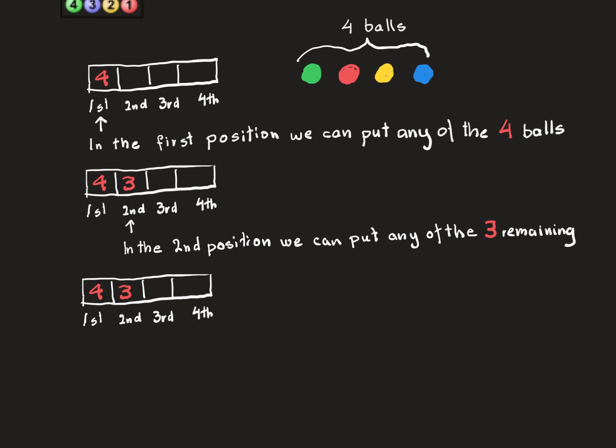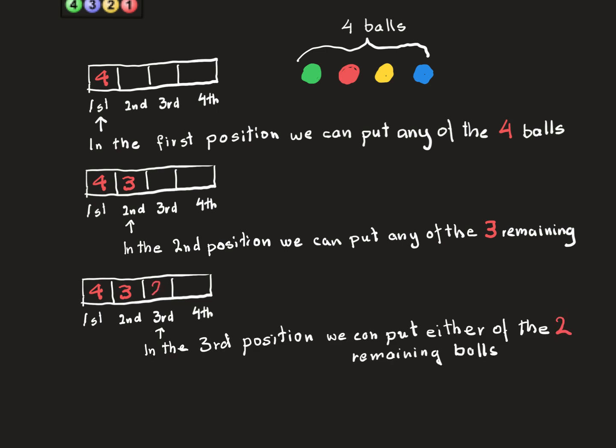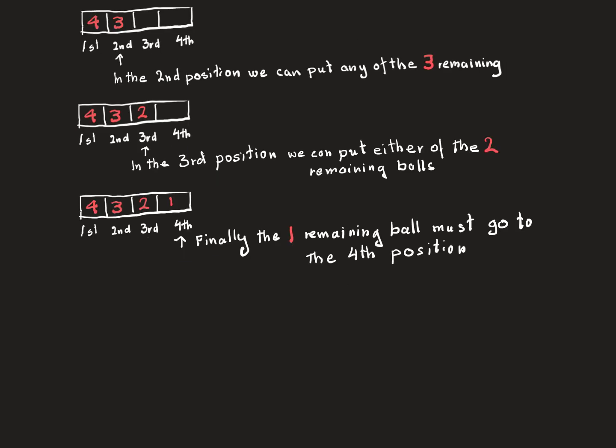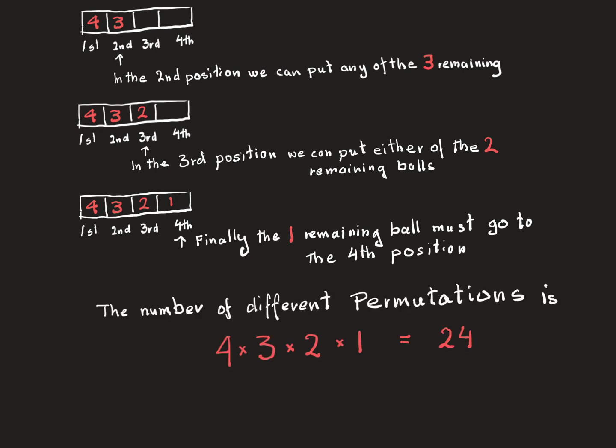In the third position, there are only 2 balls left, so I'm going to choose any of the 2 balls. So I'll put number 2 in my third position. Finally, the one remaining ball must go in the last position, which is the 4th position. So now, using the product principle, we can find the number of total permutations by multiplying 4 times 3 times 2 times 1. This method could be really useful for some of the problems that I'm going to show you in my next video.